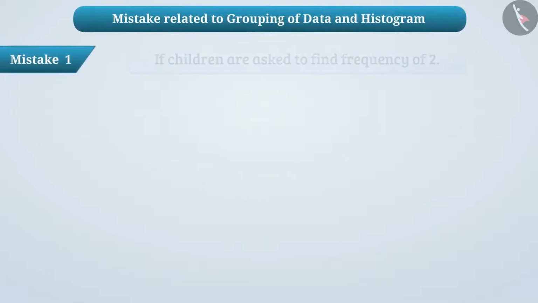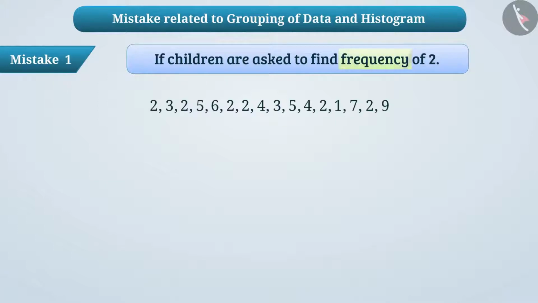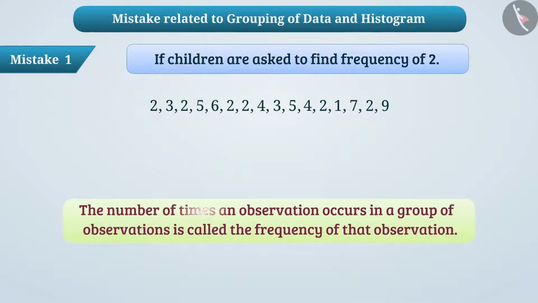Mistake 1. If children are asked to find the frequency of 2 in the given observation, then some children do not understand the meaning of frequency, so they are unable to answer this question. The number of times an observation occurs in a group of observations is called the frequency of that observation. Here, we see that observation 2 has occurred 6 times in the group of given numbers. So, we can say that the frequency of 2 is 6.